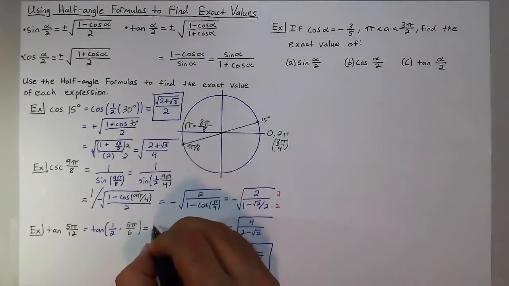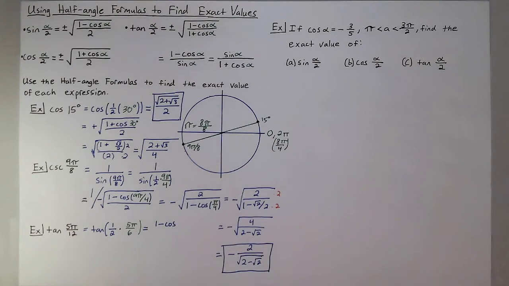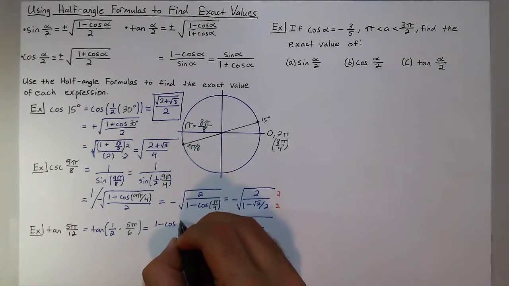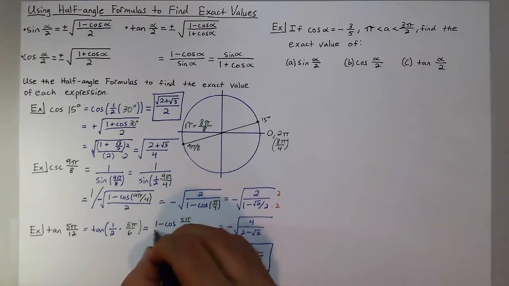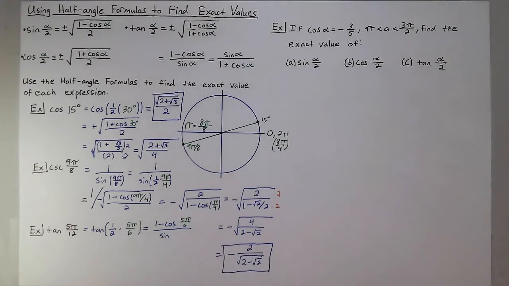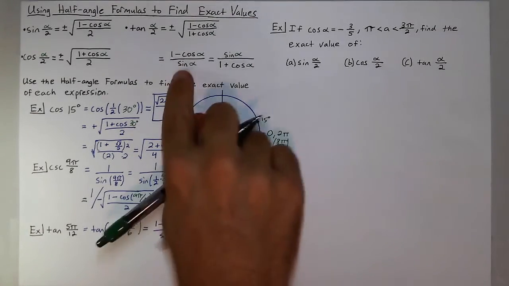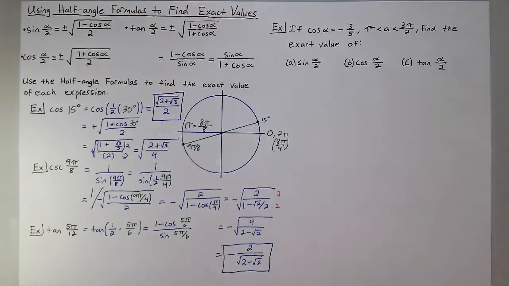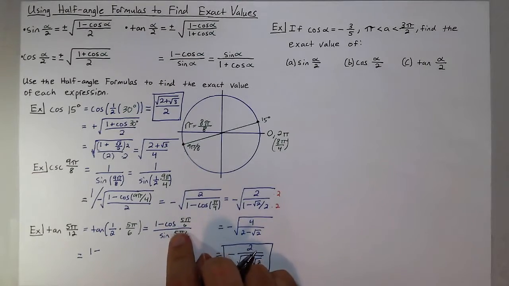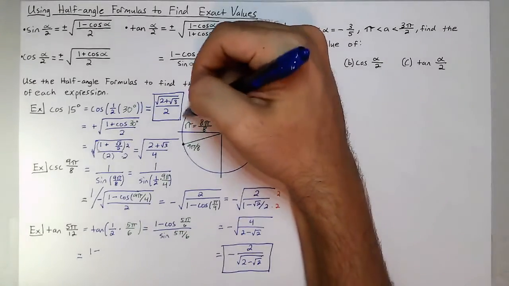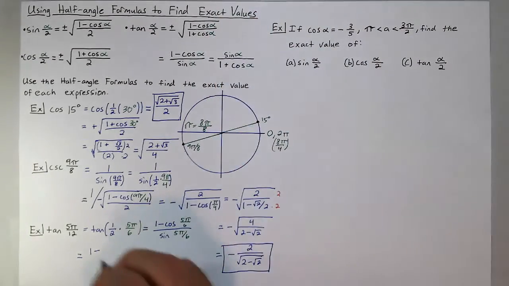So I'll get 1 minus cosine of 5 pi over 6 over sine of 5 pi over 6. And I don't need to worry about the plus or minus because I'm using one of these two formulas. So when I go to simplify, I'll get 1 minus cosine of 5 pi over 6 is this angle over here, which is negative square root 3 over 2.